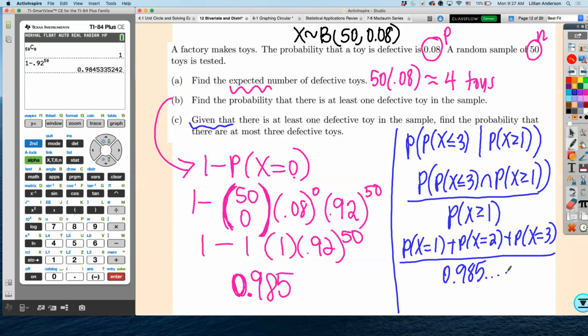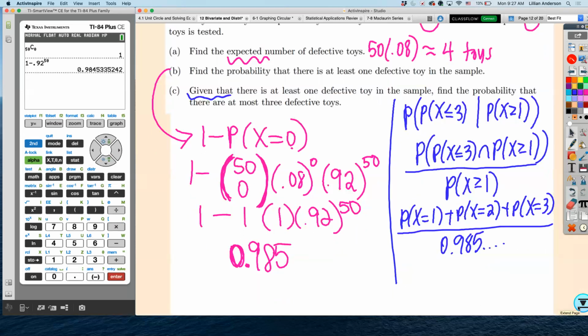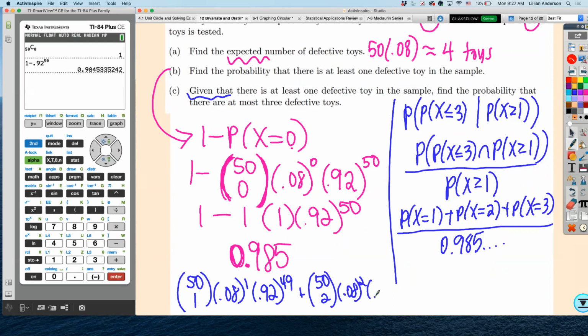Is everybody still following me? Yes. So how do I find the probability that x is equal to 1, 2, and 3? Well, that's 50 choose 1, 0.08 to the first power, 0.92 to the 49th power, plus 50 choose 2, 0.08 to the second power, 0.92 to the 48th power, plus 50 choose 3, 0.08 to the third power, 0.92 to the 47th power. And I add all those up.